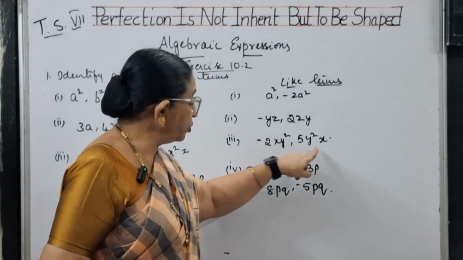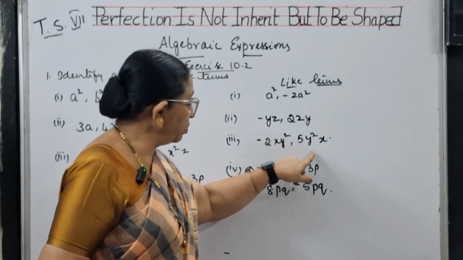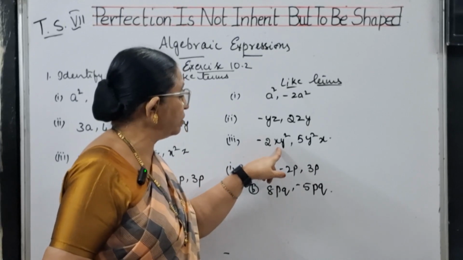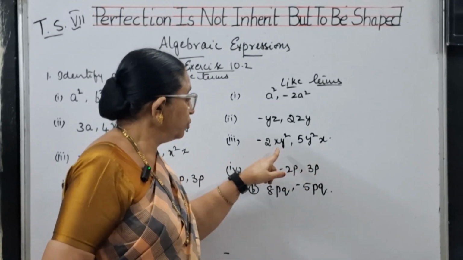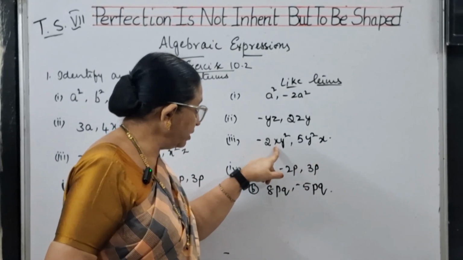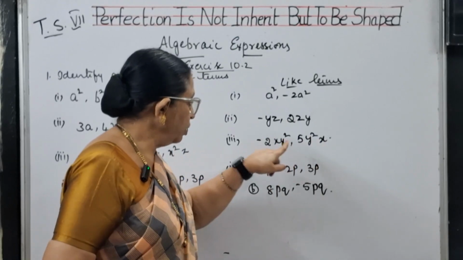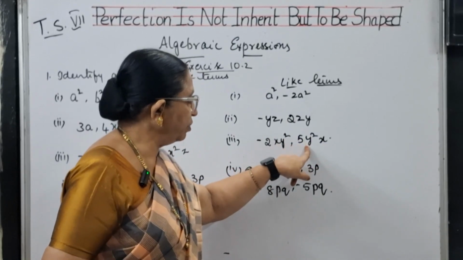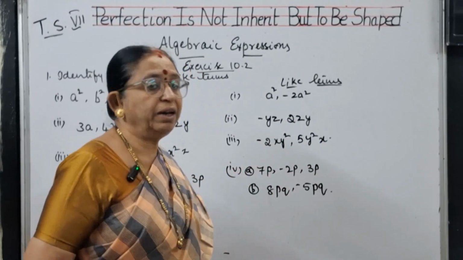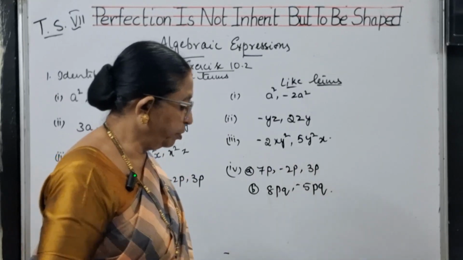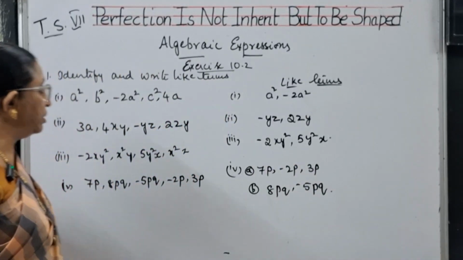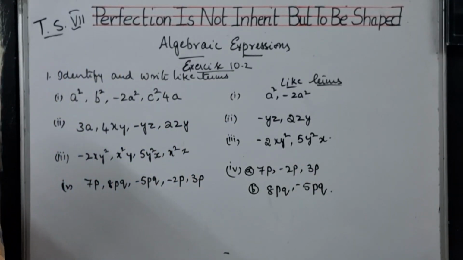Here each one is a monomial, and it has got two variables, x and y, and x. So the power of x is 1, the power of x is 1, the power of y is 2, the power of y is 2. So these two are like terms. I hope I am clear. Children, please copy this. This is the first sum of exercise 10.2.